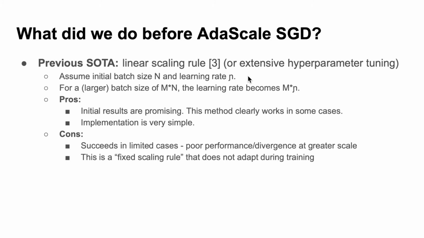The initial results from this method were very promising, and it clearly worked in some cases. It also had a very simple implementation because you just scale your learning rate as you scale your batch size. However, as was shown in the AdaScaleSGD paper, this actually succeeds in very limited cases, and at greater scale or greater batch sizes, it can lead to poor performance or even divergence of your model. It's also a fixed scaling rule, which means it doesn't adapt to the dynamics of training, such as the variance that you're seeing for your gradients.